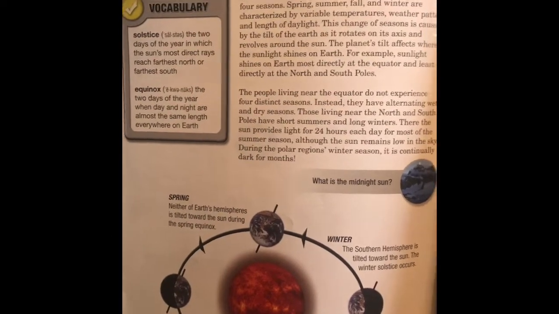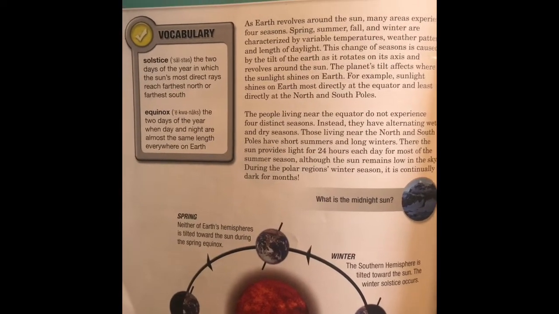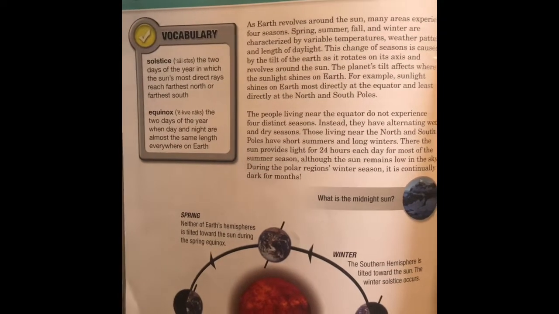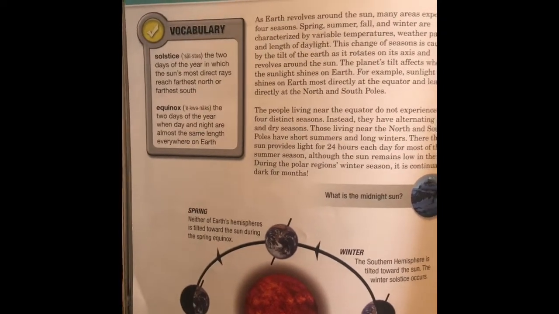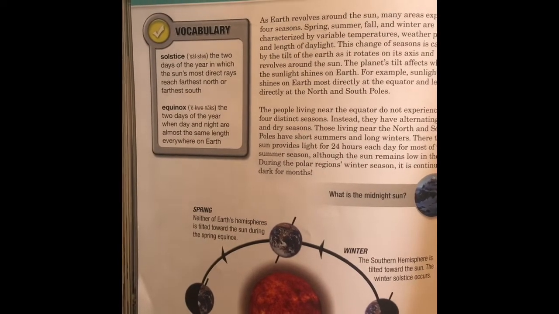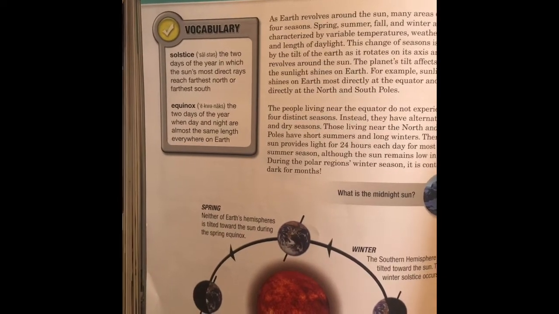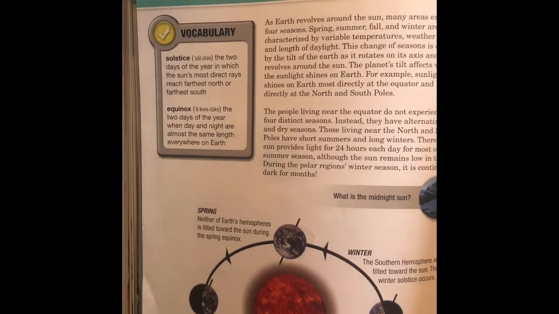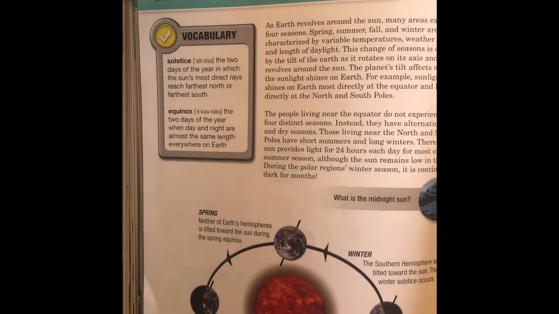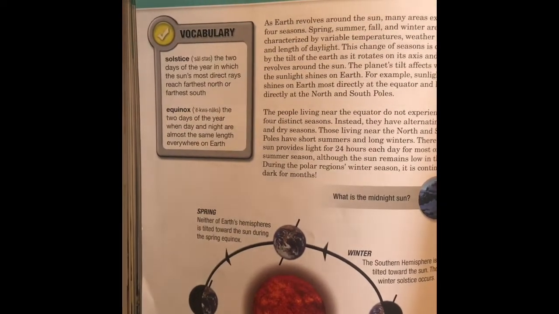All right, so we're going to start at the top of page 142. As the earth revolves around the sun, many areas experience 4 seasons. Spring, summer, fall, and winter are characterized by variable temperatures, weather patterns, and length of daylight. This change of seasons is caused by the tilt of the earth as it rotates on its axis and revolves around the sun. The planet's tilt affects where the sunlight shines on the earth.